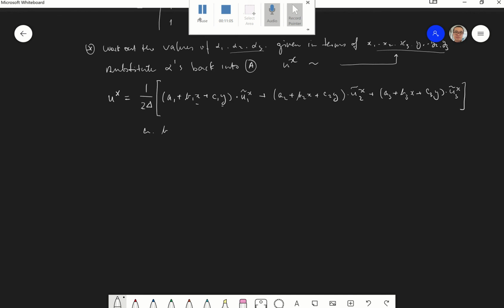So A, B, and C are coefficients that depend on x1, x2, x3, y1, y2, and y3. Right, so using the x1, x2, x3, y1, y2, and y3, we can work out the a, b, c values.